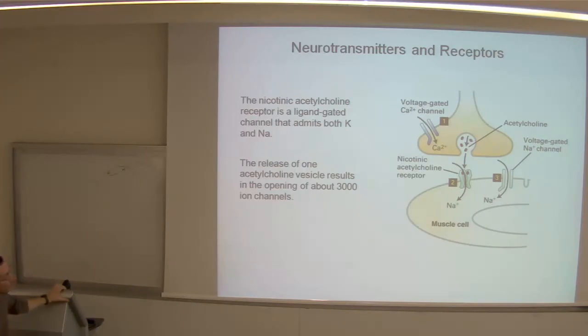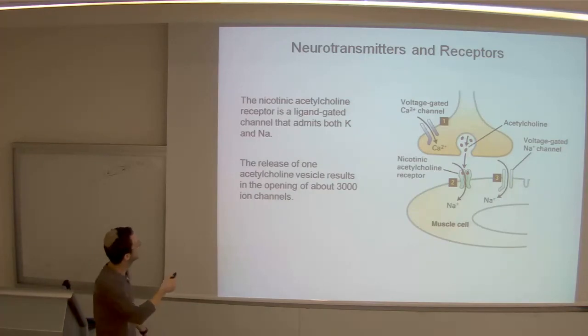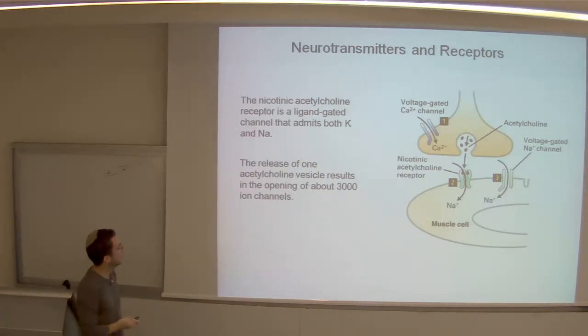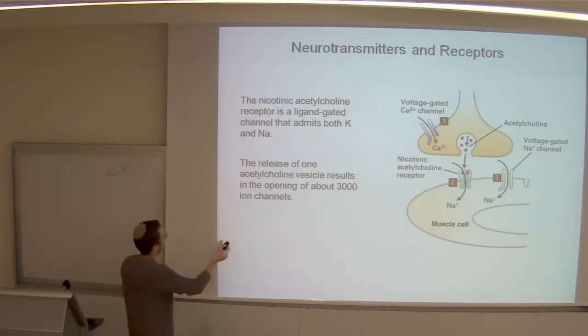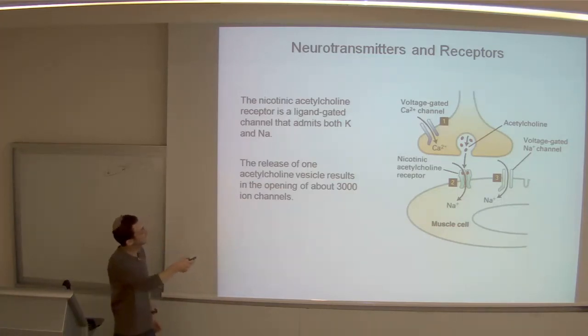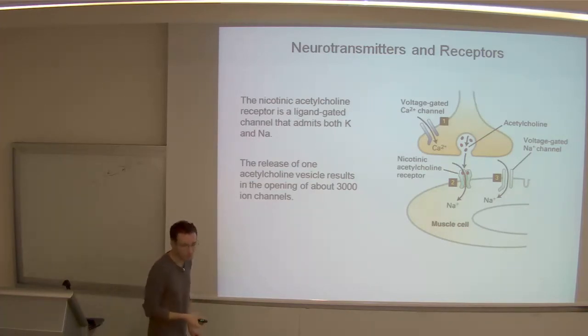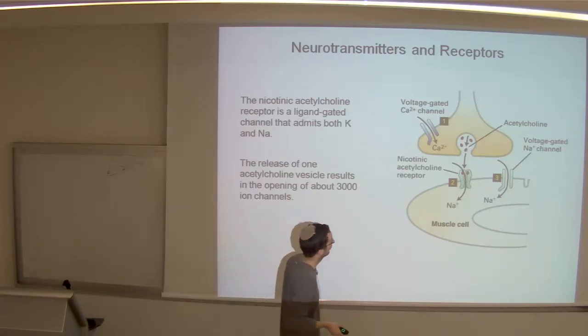Okay. Two more slides about the acetylcholine receptor. So, the receptor that waits for the acetylcholine at the postsynaptic site. The most common one is the nicotinic acetylcholine receptor, and it is a ligand-gated channel. Obviously, that admits it's a cation channel. It admits both potassium and sodium, and mainly sodium because of its higher gradient, but it's not specific to it.